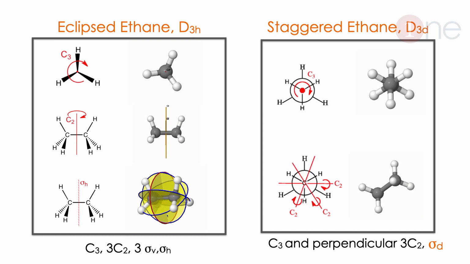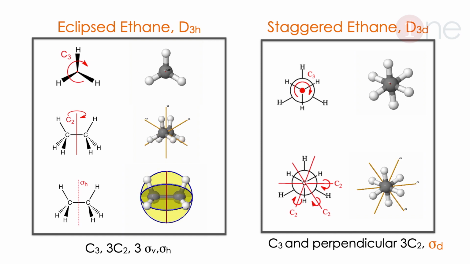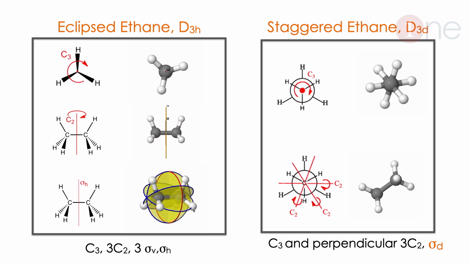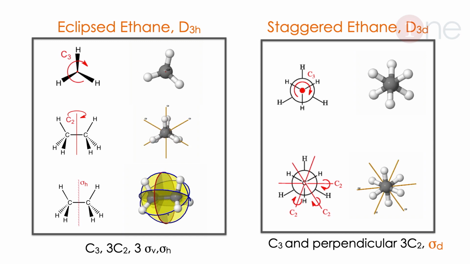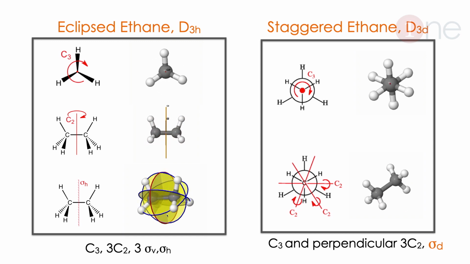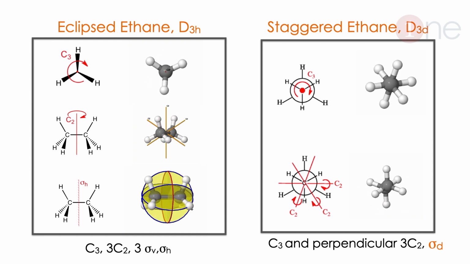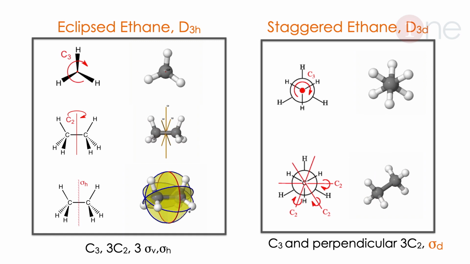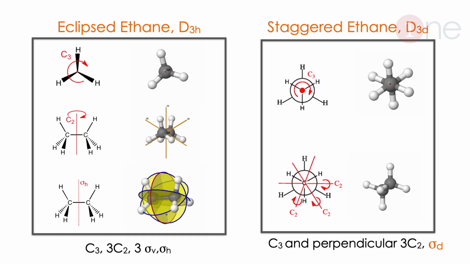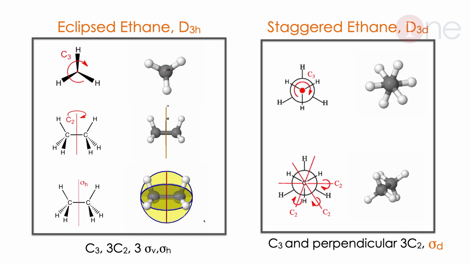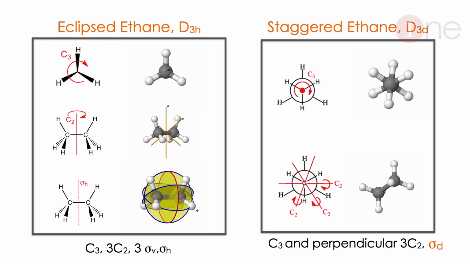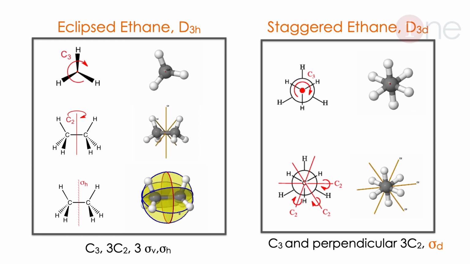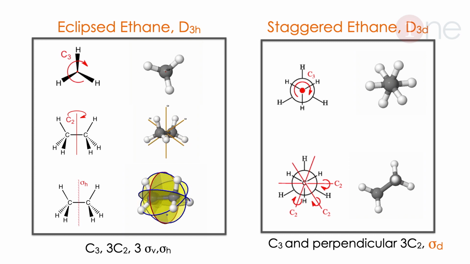The next molecule we see is ethane. Ethane has two forms, eclipsed and staggered. Eclipsed means one atom is behind another atom. The eclipsed form has the main symmetry C3. Then it has perpendicular C2 axes, which number 3. Then it has 3 sigma v planes and 1 perpendicular sigma h. So the point group of it will be D3h.